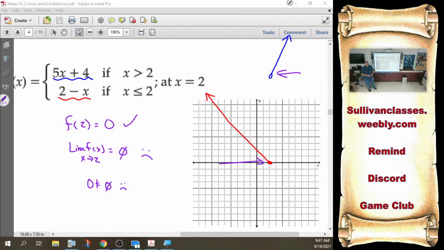So, what type of discontinuity jumps from one rule to the other? There you go. Oh, no, we're testing here. Okay.